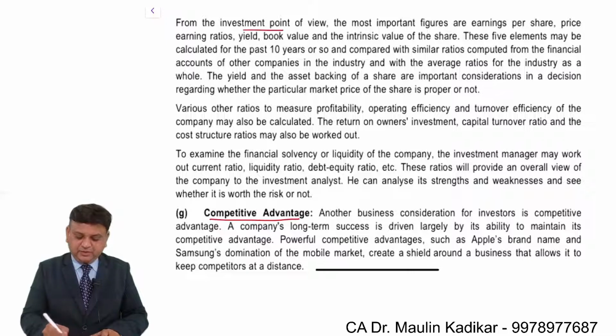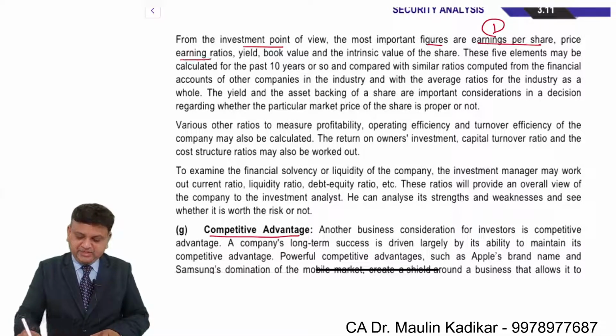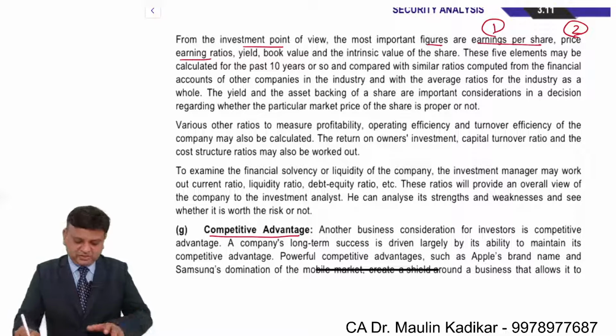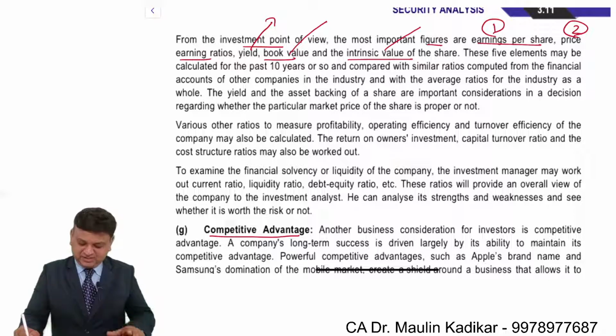From the investment point of view, the most important figures are EPS, price earning ratio. EPS is earning available to equity shareholders and so on. Yield means return. Book value per share, intrinsic value per share. For that, there is a detailed point once again.